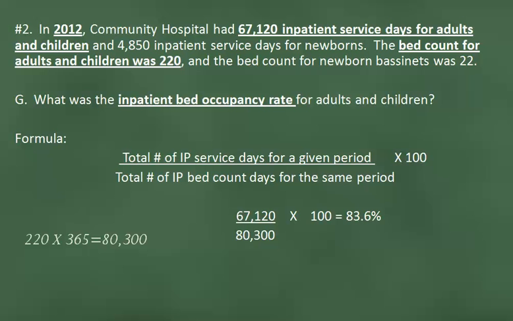We've got to multiply, and you can see this over here on the side of your screen, the bed count 220 by 365, the number of days in a year, so that we can get it into the same time period. So that gives us 80,300, and that becomes our denominator. So we divide that out, multiply by 100 since we're looking at an inpatient rate, and we get 83.6% as our answer for that one.